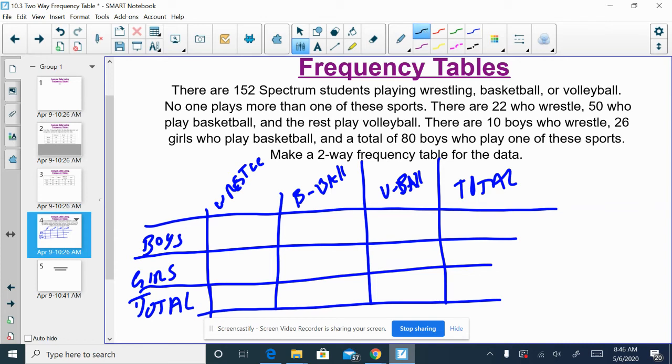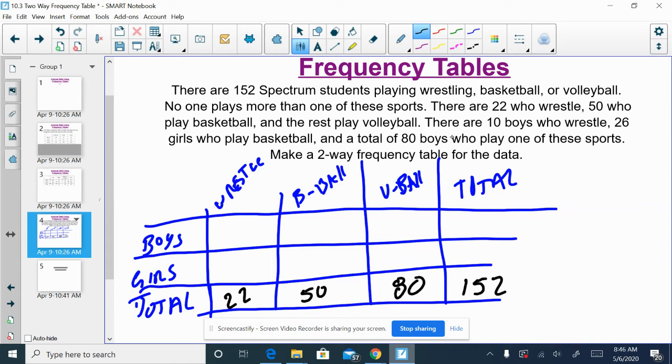All right, in total, we have 152 students playing one of the sports. So we know 152 can go there. No one plays more than one. There are a total of 22 who wrestle. So total wrestle, 22. 50 who play basketball. And the rest play volleyball. Well, we should be able to do this subtraction, right? Wrestle, b-ball plus volleyball has got to be 152, so I could subtract them. 152 minus 50 would be 102, minus 22 would be 80.